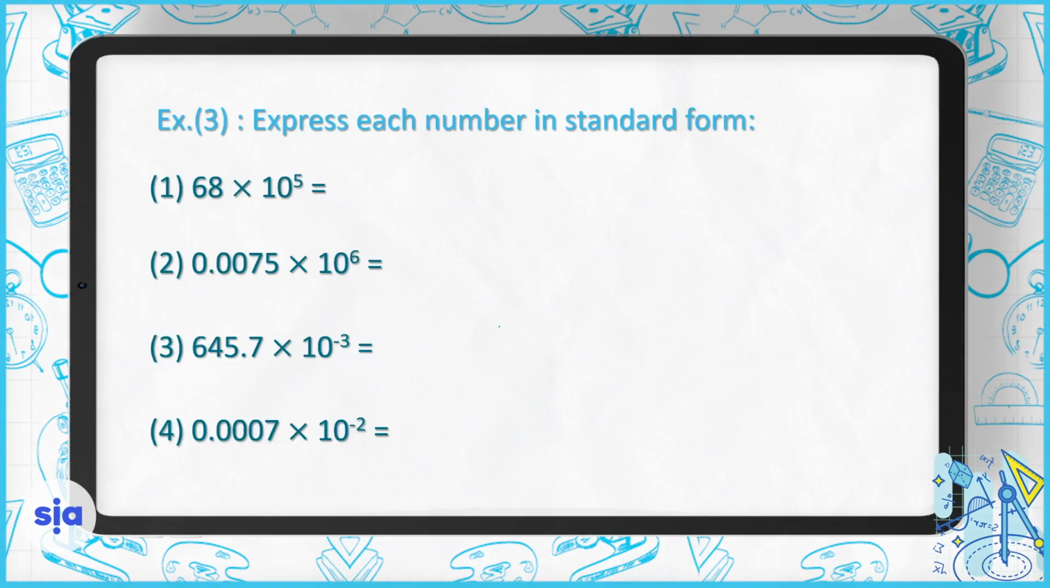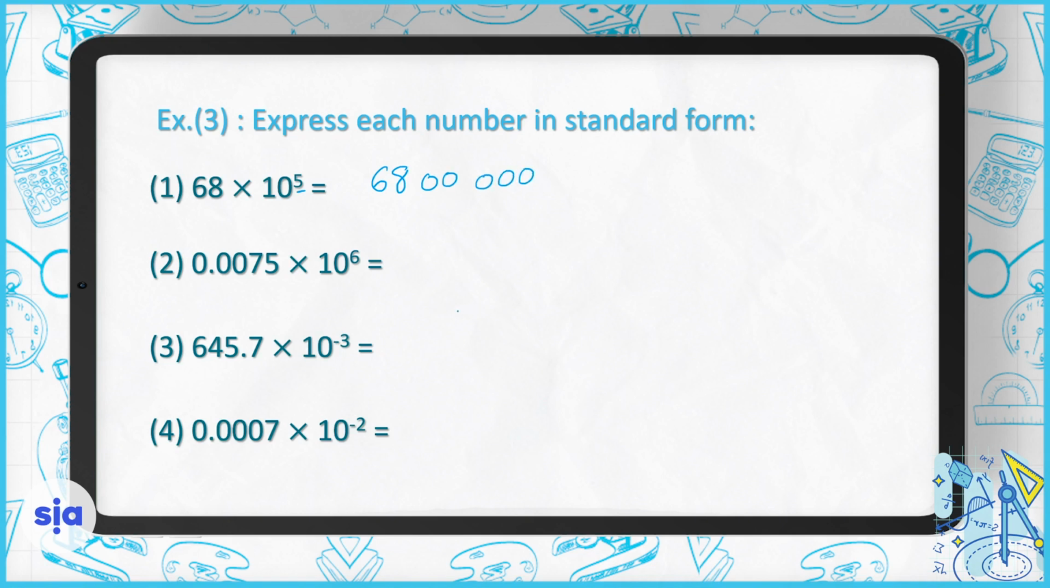Exercise number 3. How can we expand to write the expression in the standard form? Question 1, it's 68, and then we write 5 zeros. So 1, 2, 3, 4, 5.